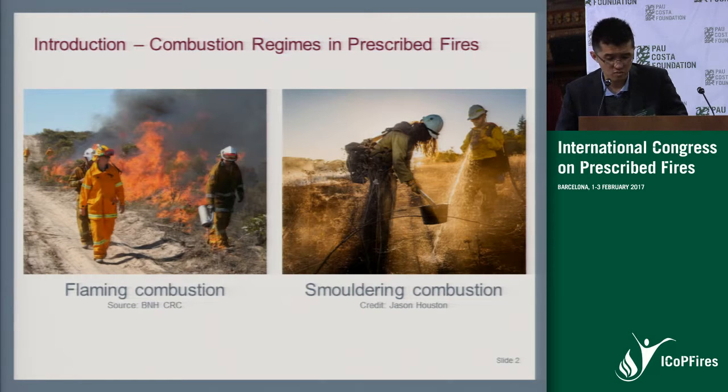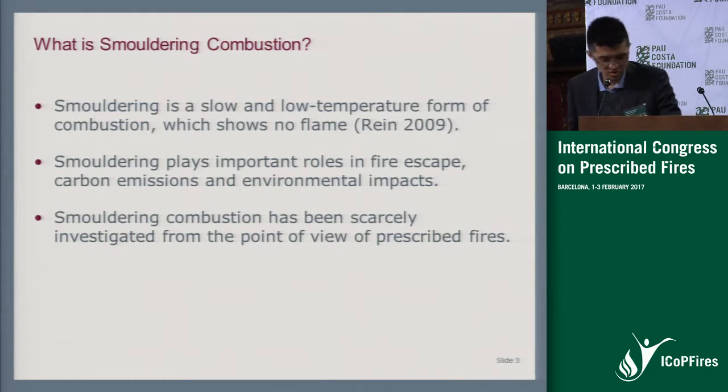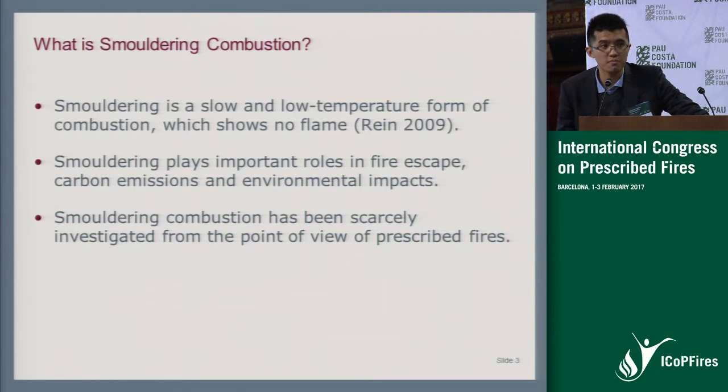I think most of you would be very familiar with smouldering combustion, but scientifically, smouldering combustion is a slow and low temperature form of combustion which shows no flame. And it plays important roles in fire escape, carbon emissions, and environmental impacts. And unlike flaming combustion, smouldering combustion does not have any obvious indications such as visible flame, high temperature, or high emissions. And more importantly, under certain conditions, smouldering combustion can last for a very long period of time, from days to weeks or even months.